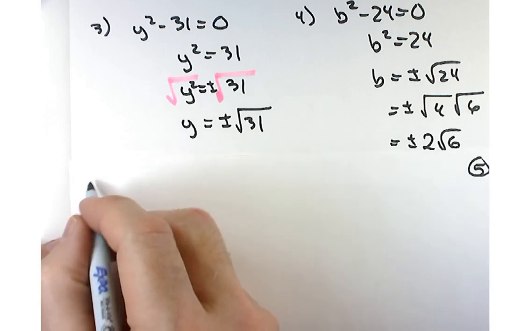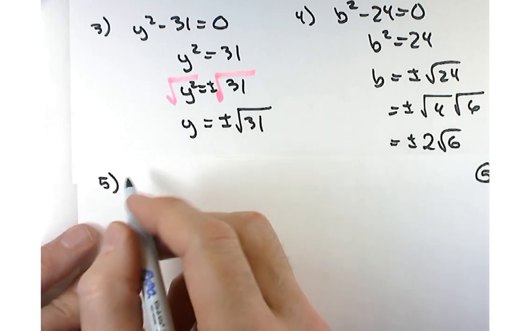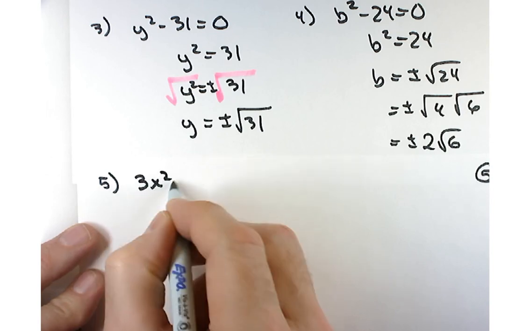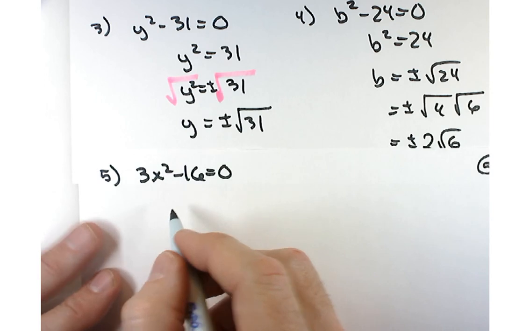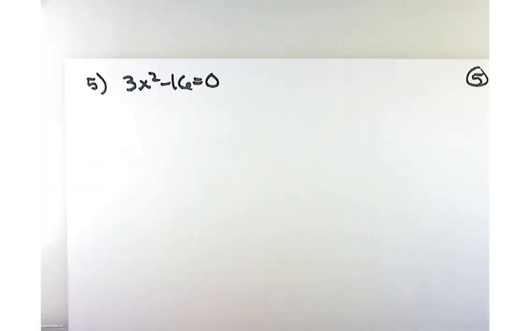Let's try another one. And that is 3x squared minus 16 equals 0. How would you start on this one? Any suggestions?